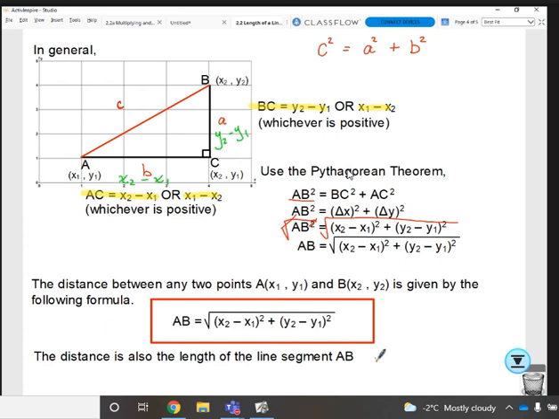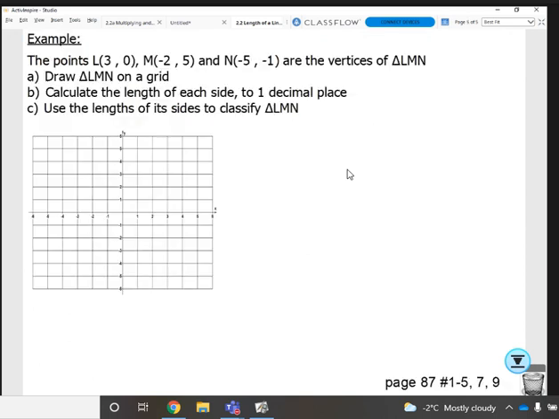This is another formula to add maybe to that toolkit. We got midpoint, and now we got length of a line. So, it says here, example: the points L, M, and N are vertices of triangle LMN. First thing it wants us to do here is draw this on a grid.